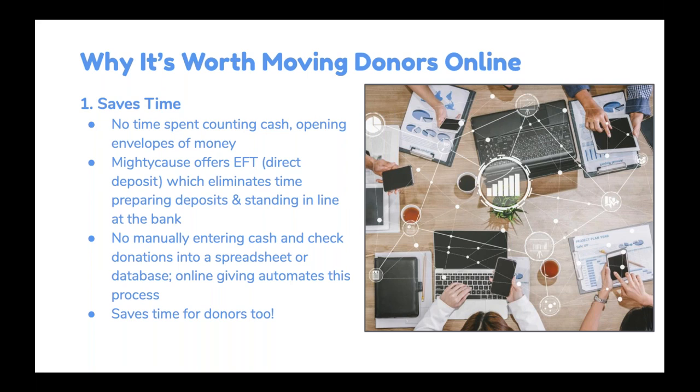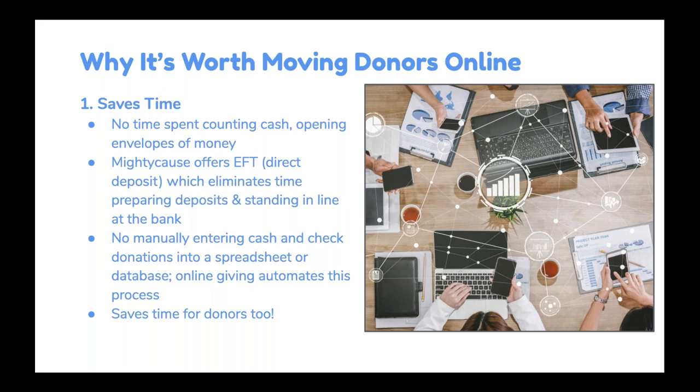Because before we had these robust, easy, secure online giving systems, we were all drowning in seas of checks and dollar bills. So online giving eliminates that, or at least most of that, and we no longer have to have full-time staff members opening envelopes and counting checks all day. Online giving also means that you don't have to prepare a deposit and go to the bank. Mighty Cause offers EFT, so you can get your money deposited straight into your bank account and can start putting it to use more quickly.